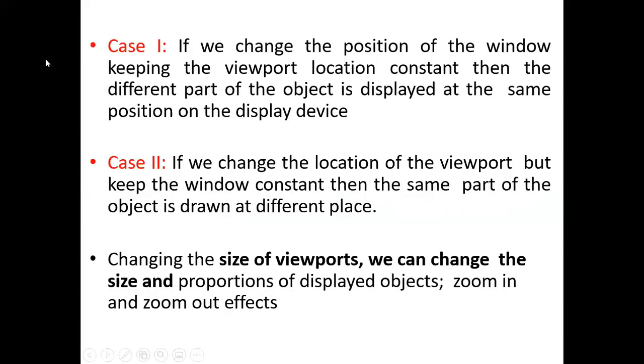Changing the position of the window, keeping the viewport location constant, what can I see? I can see different parts of the object, which are displayed at the same position on the display device. So different parts of the object can be seen which are displayed at the same position of the display device.